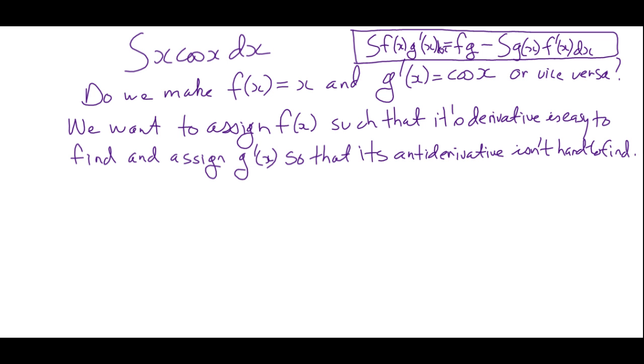And what's the derivative of x? 1. Okay, that's pretty darn simple, right? What's the antiderivative of cos x? Sin x, right? So that's pretty easy. That's not hard to find. If we go the other way around, then the antiderivative of x is x squared over 2. That's going to get to be a little bit uglier, right? Well, it won't be wrong. It'll just be a little more work, right? So here's what we're going to do.